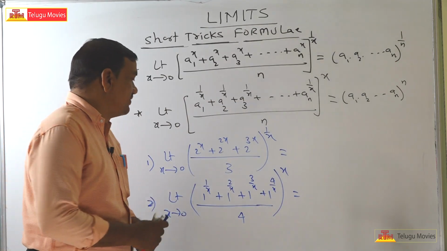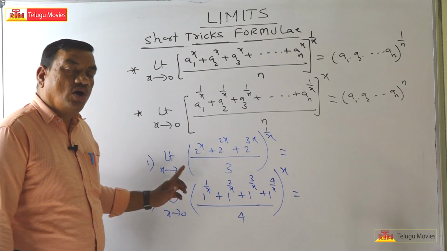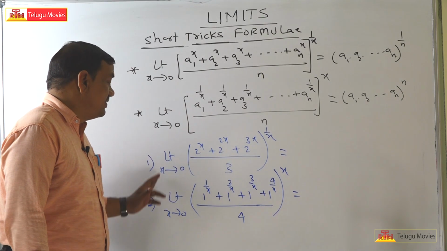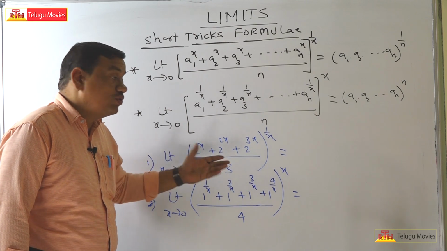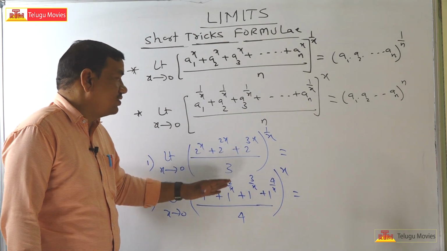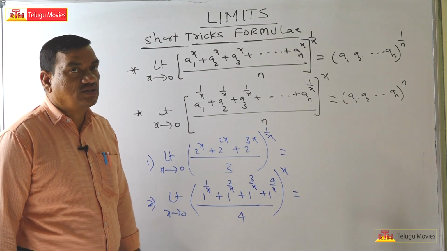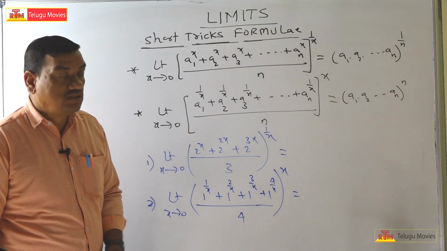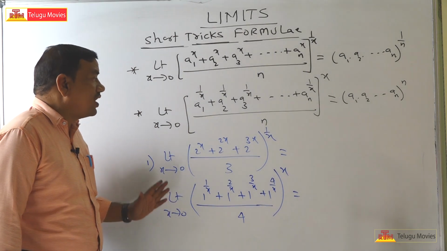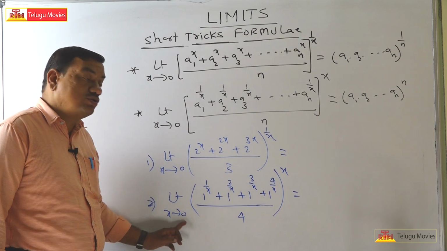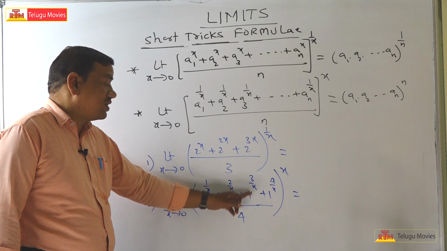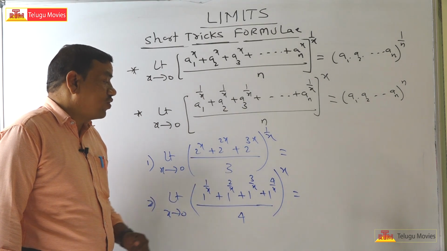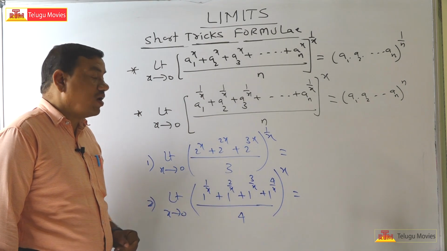Very nice short tricks. For example, you are asked to find the limit as x tends to 0 of (2 power x plus 2 power 2x plus 2 power 3x, upon 3) whole to the power of 1 by x. Then what is your answer? If you are asked to find another type of function, limit as x tends to 0 of (1 power x plus 1 power 2x plus 1 power 3x plus 1 power 4x, by 4) whole to the power of 1 by x.